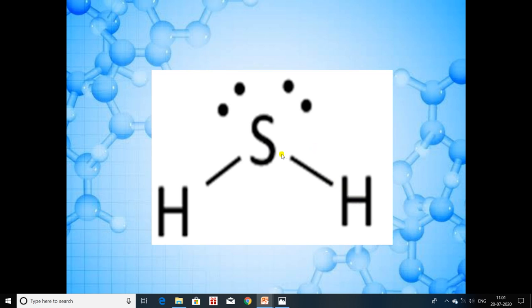Now there will be sharing of electrons. Sulfur atom will share 1 electron with this hydrogen atom and it will share 1 electron with this hydrogen atom. Okay. When it shares 2 electrons with the hydrogen atoms, then its octet will be complete. Okay. And duplet of hydrogen atom will be complete and there will be formation of chemical bond. This is covalent bond. Okay.